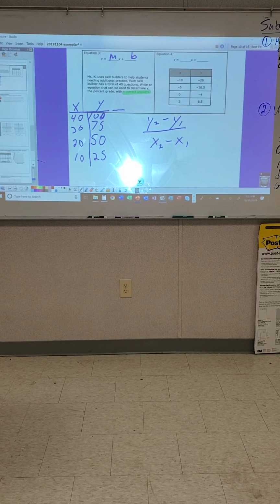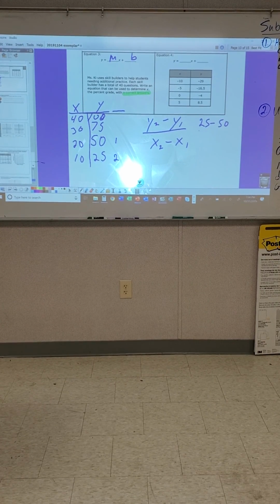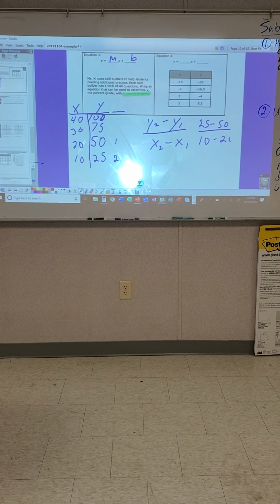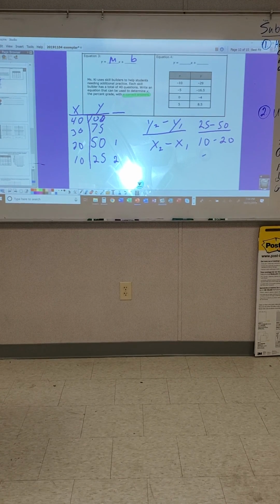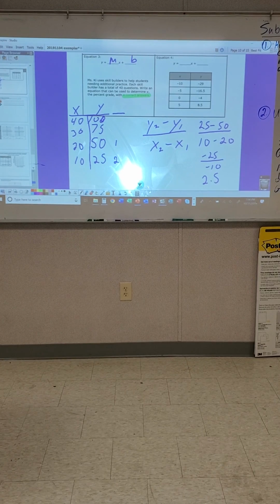Well, let's pick 2 points. Let's say 1 and 2. So let's replace those values. The y, we got 25 minus 50. And then for the x, 10 minus 20. So we have negative 25 over negative 10, which equals 2.5. So we can replace our m with 2.5, and that will give us our slope.